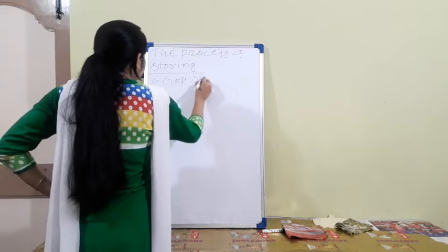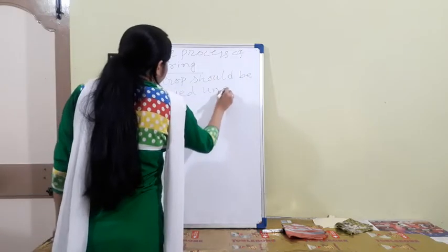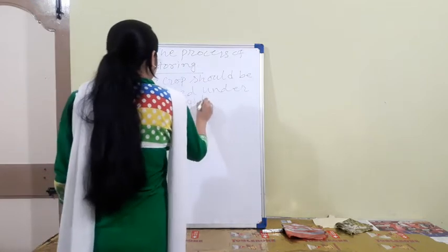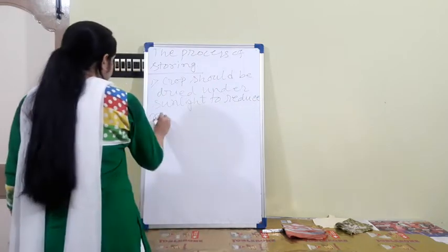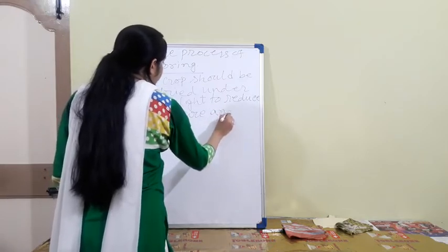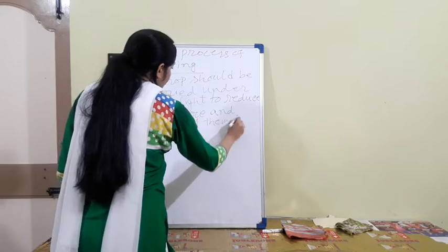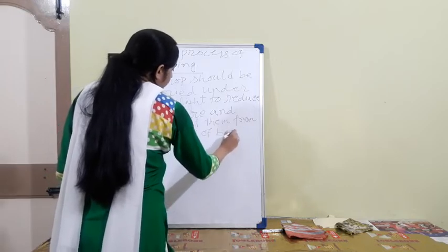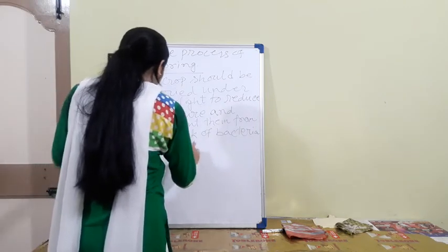crop should be dried under sunlight. Crops should be dried under sunlight to reduce moisture and prevent them from attack of bacteria and fungi.